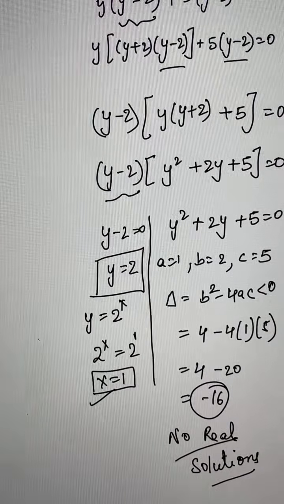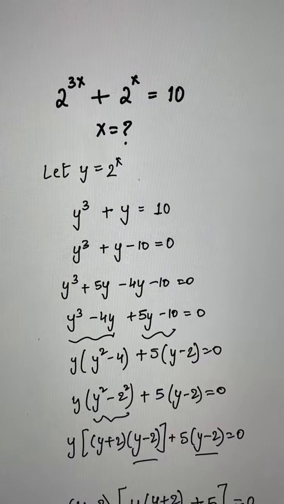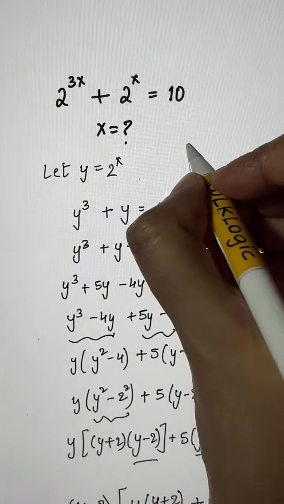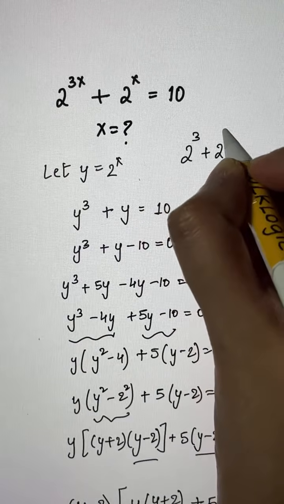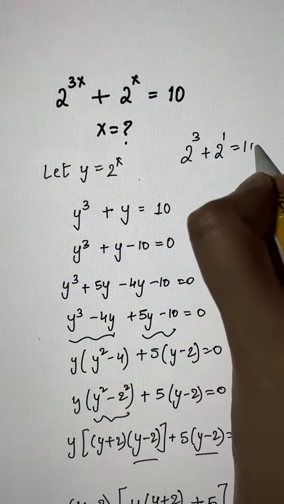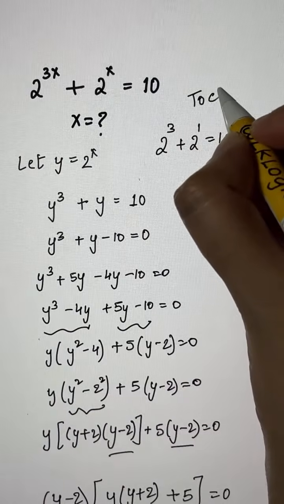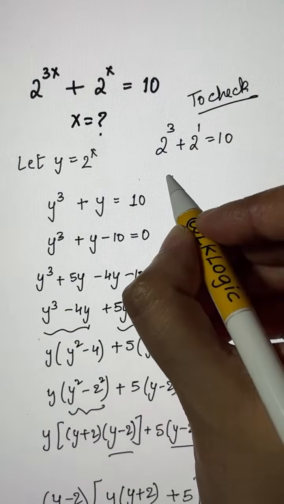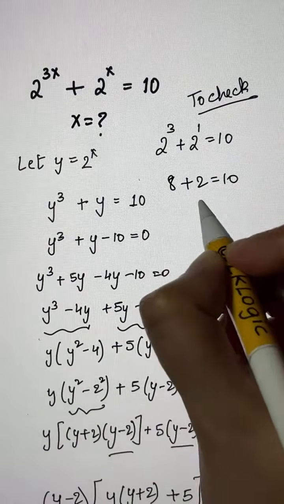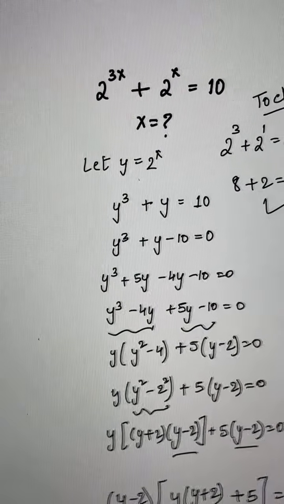Now let's check if that satisfies this equation or not. So let us put it in this. 2 to the power of 3 times 1, which is 3, plus 2 to the power of 1 is equal to 10, isn't it? Now that's just to check, okay? So here we have 2 cubed, that's 8, plus 2, which is equal to 10. So that's true, and that's your solution, real solution for this question.